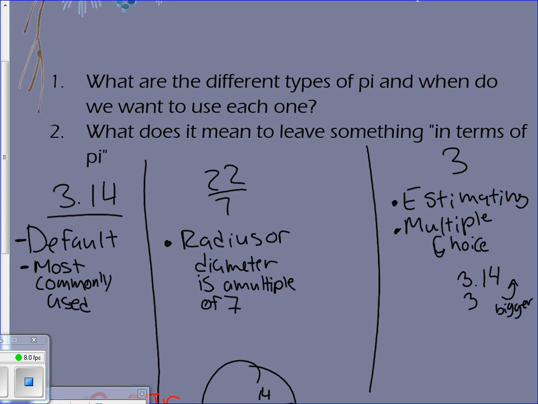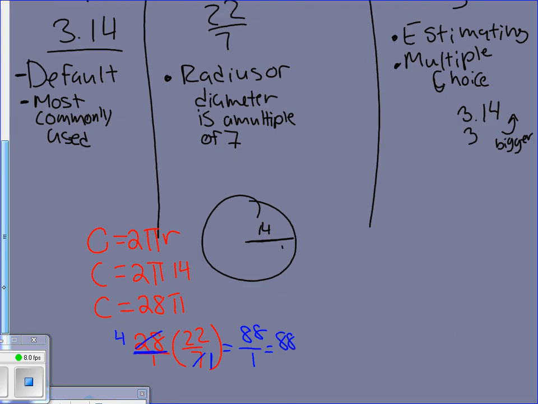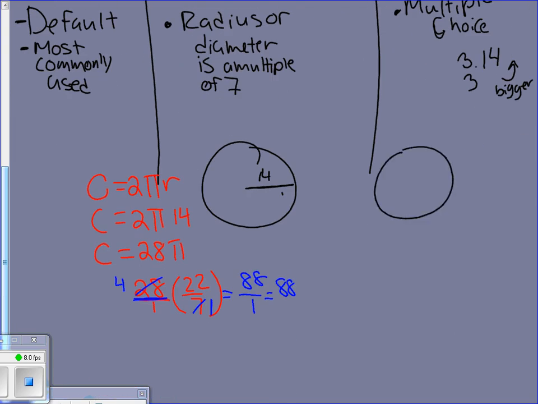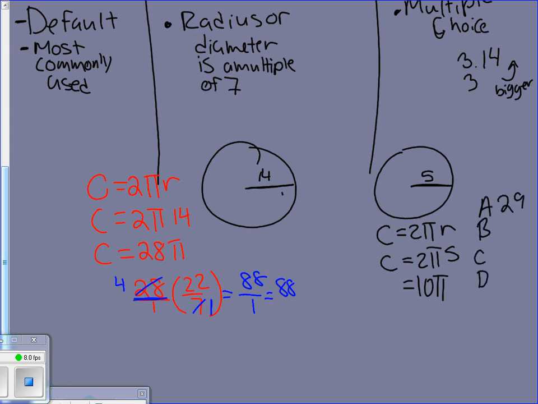No feedback. Okay, so let me show you an example. If I had a circle and it said that this was 5, so C equals 2 pi r, C equals 2 pi times 5, so that would equal 10 pi. If my answer choices were 29, 32, 10, and 5, what would be my best answer choice?